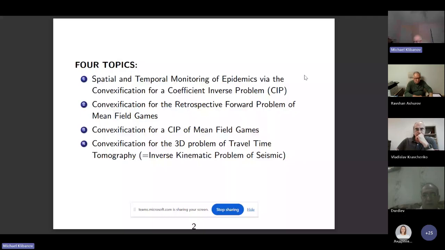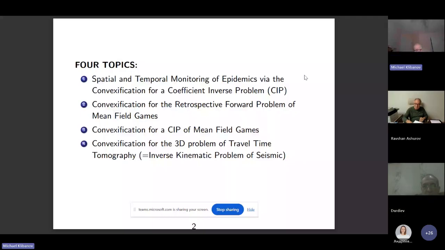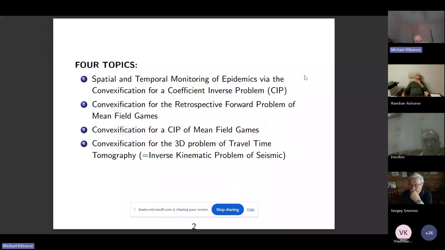So first topic is spatial and temporal monitoring of epidemics via coefficient inverse problem. Now, second topic, convexification for the retrospective forward problem of Mean Field games. Next, third, CIP means coefficient inverse problem. Convexification for coefficient inverse problem of Mean Field games. And finally, application of convexification to the 3-dimensional problem of travel time tomography. In Russian, by the way, it's called inverse kinematic problem of seismic.